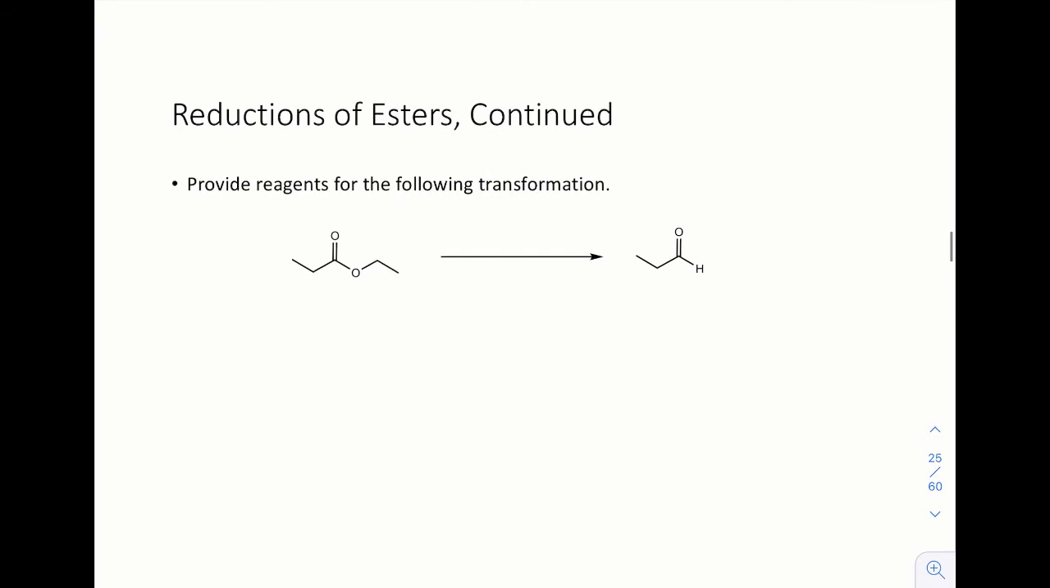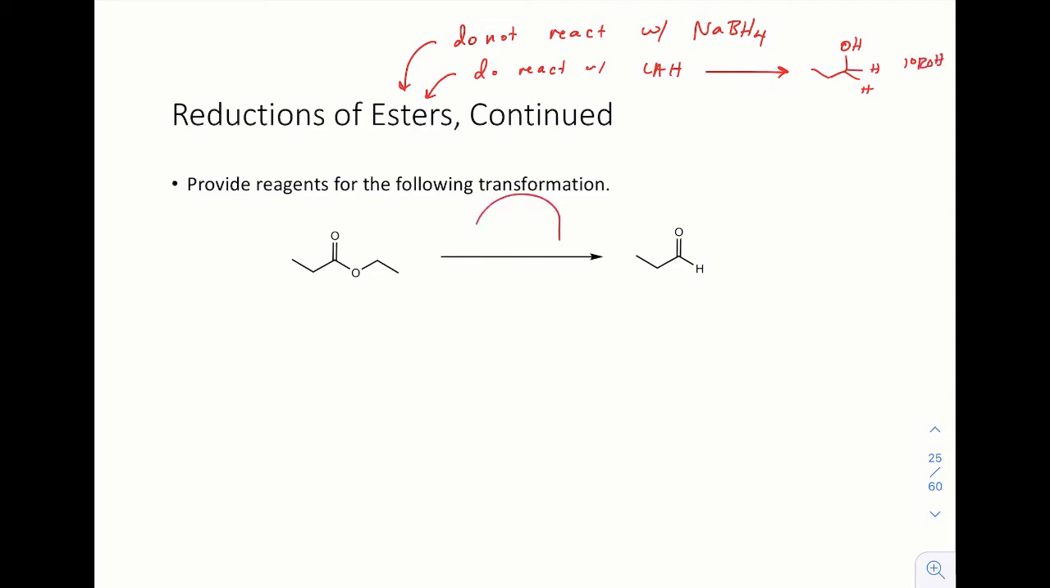So we know that esters do not react with sodium borohydride. They're just not electrophilic enough, and sodium borohydride is a weaker reducing agent than LAH. Esters do react with LAH, but 2 equivalents of hydride are added to generate primary alcohols. Keeping that in mind, please provide reagents for the following desired transformation.